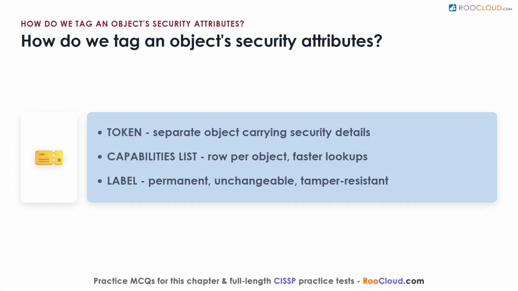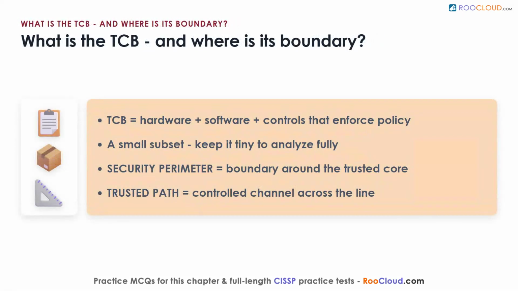Think of shipping a package. A token is a removable tag, a capabilities list is the courier's master manifest, and a label is ink stamped straight onto the box. What is the trusted computing base, and where is its boundary?